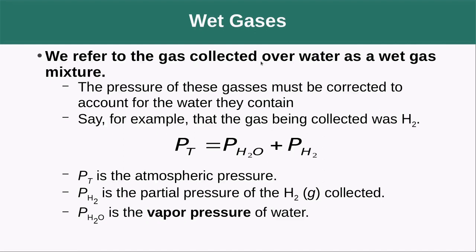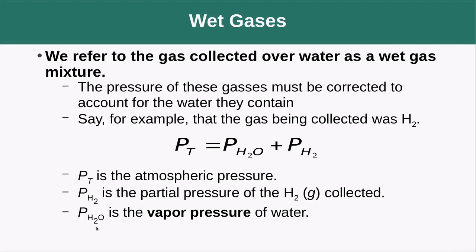So we refer to the gases collected over water as wet gas mixture. The pressure of these gases must be corrected to account for the water they contain. Say, for example, that the gas being collected was H2. The total pressure that we're measuring is going to equal the pressure of the water that's in the gas plus the pressure of the H2. We know from Dalton's law that these would sum together to give us the total pressure.